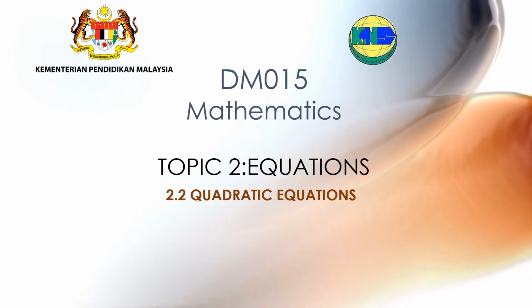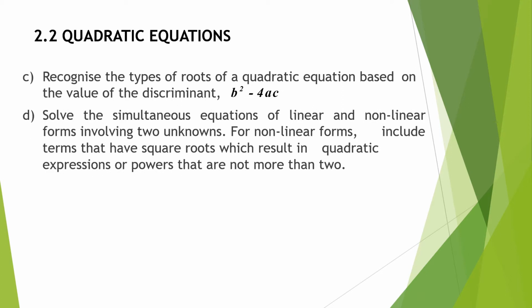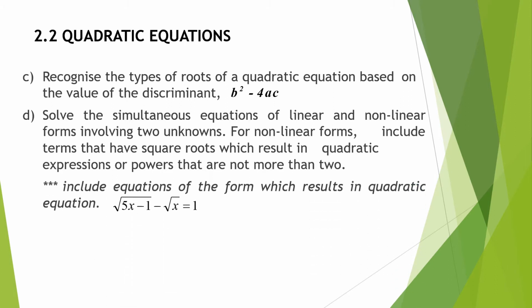2.2 Quadratic equation for C and D. In this subtopic, you will learn to recognize the types of roots of quadratic equation based on the value of the discriminant b squared minus 4ac. You will also learn to solve the simultaneous equation of linear and nonlinear forms involving two unknowns. For nonlinear forms, include terms that have square root which result in quadratic expression or powers that are not more than 2.